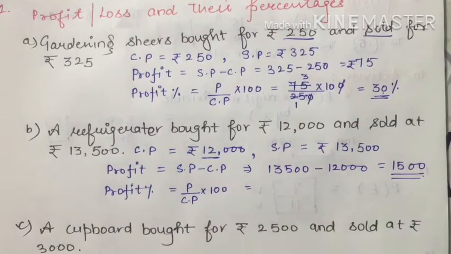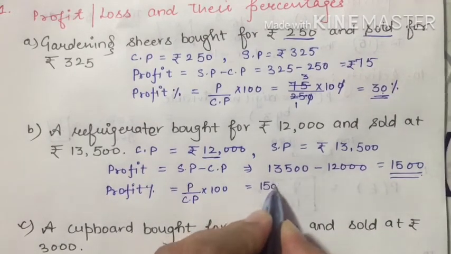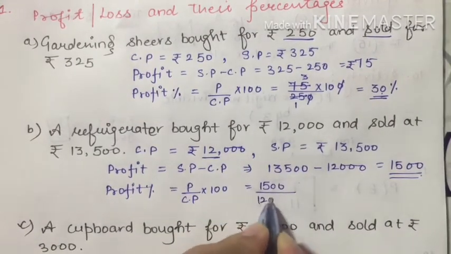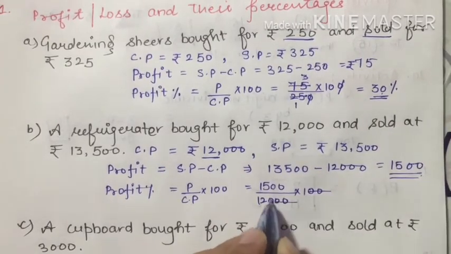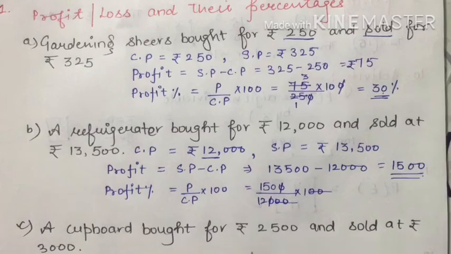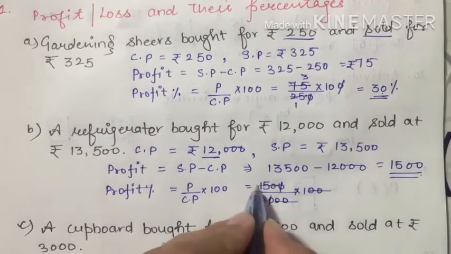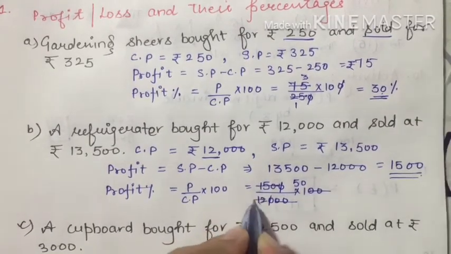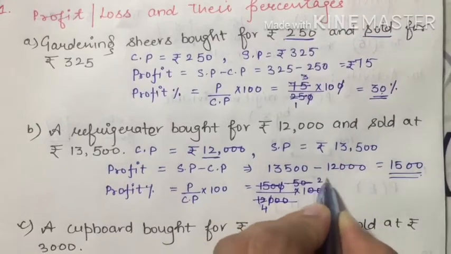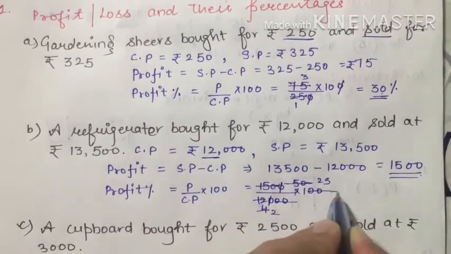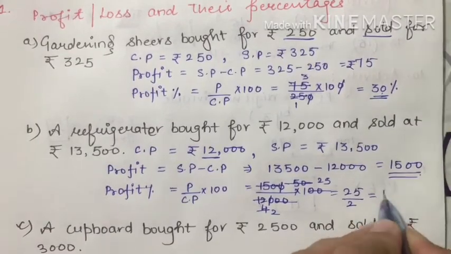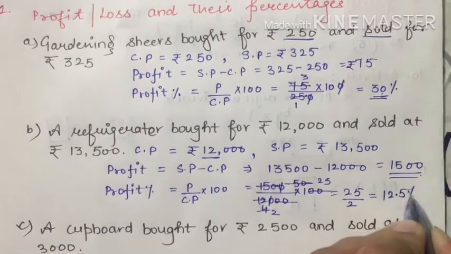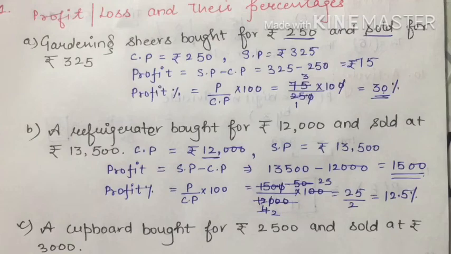My profit is 1,500 and my CP is 12,000, multiplied by 100. These two zeros are cancelled and this 1 0 is cancelled. By the table of 3 I will cancel. It will be 50, it will be 4. By the table of 2, 25, and it will be 2. My answer is 25 by 2. If I want to reduce it into decimal, it is 12.5%. This is the profit for the refrigerator.